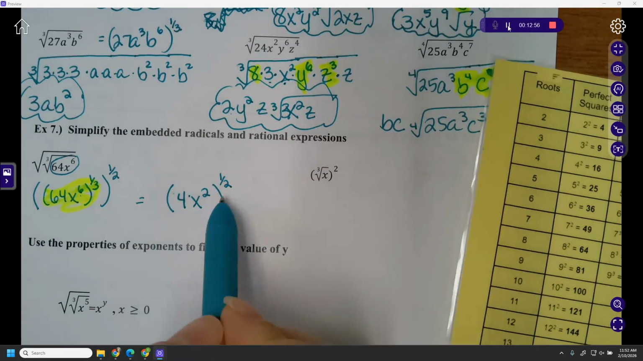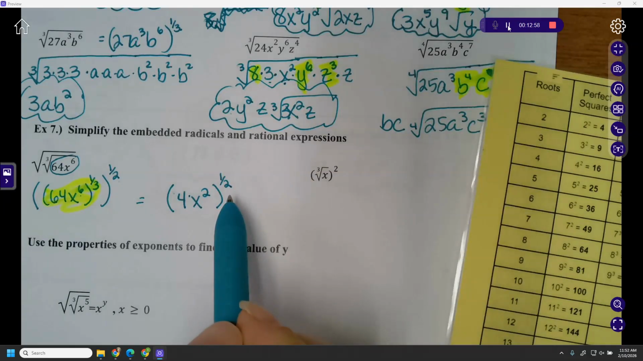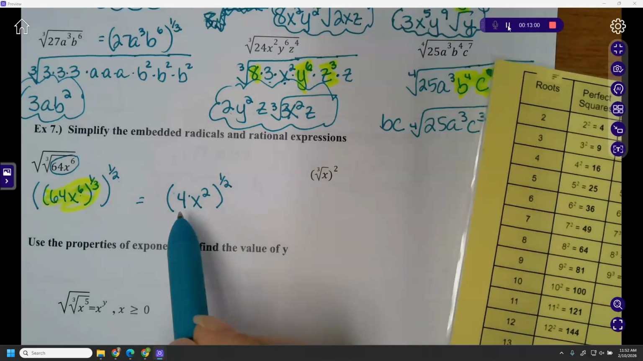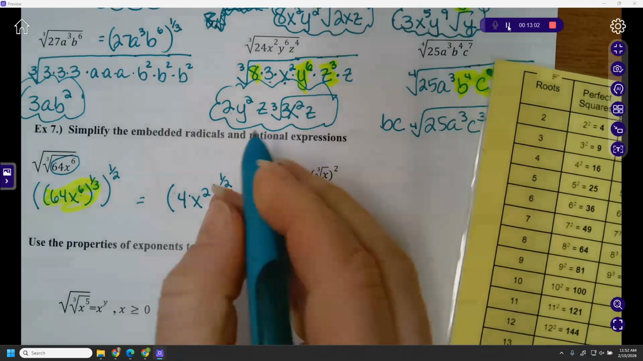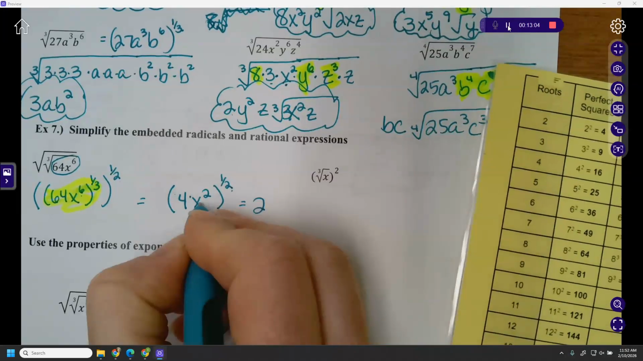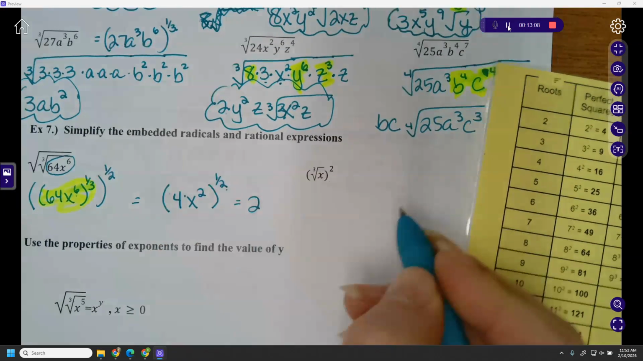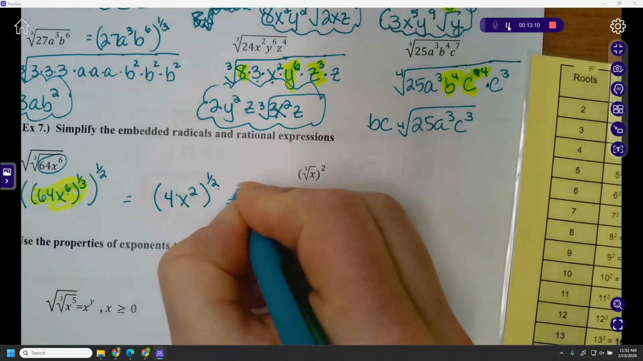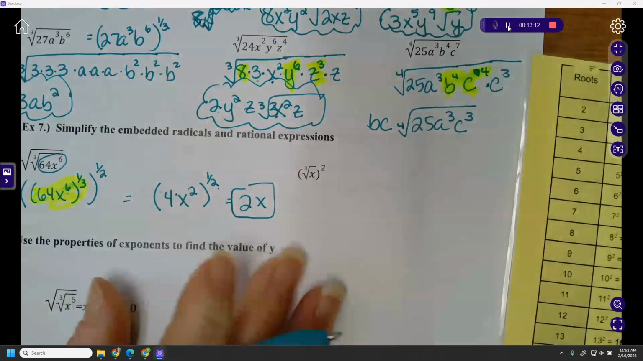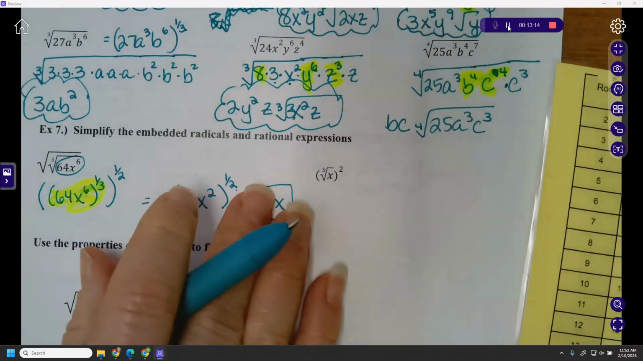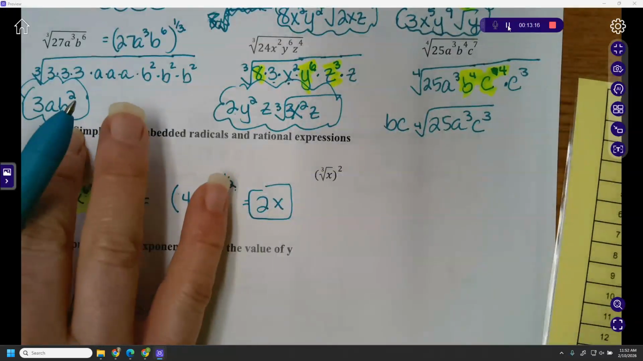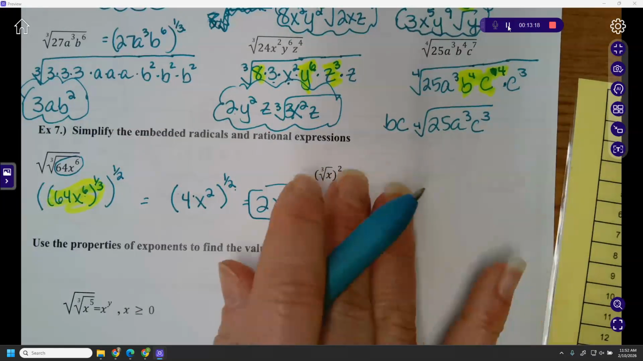Now this is a square root situation, and if you want to think of it as a square root, you can. But 4 to the 1/2, or the square root of 4, is 2. And the x squared to the 1/2, or the square root of x squared, is just x. So this simplifies all the way down to x. Okay, let's take a look at example 7, the second one.